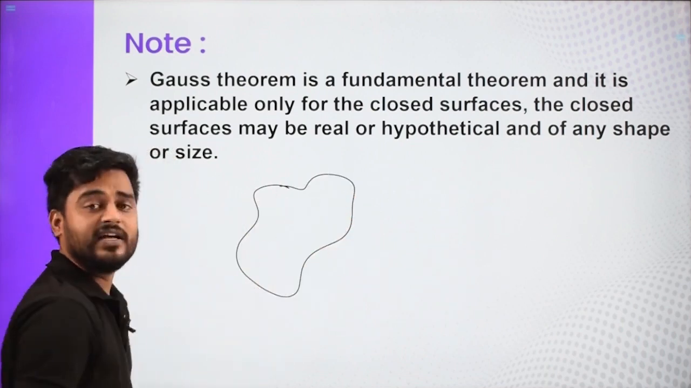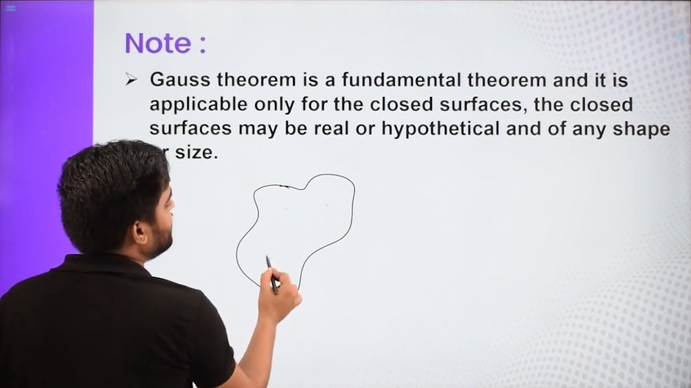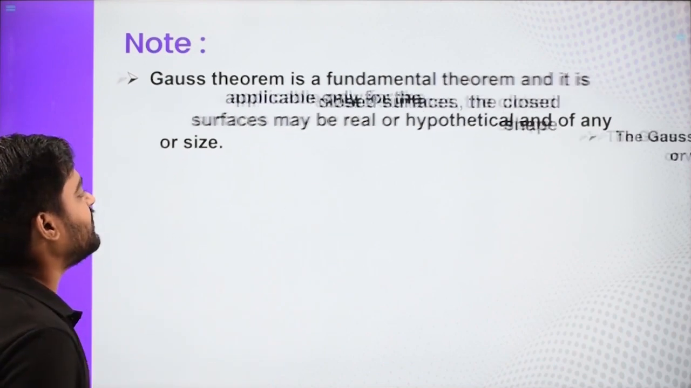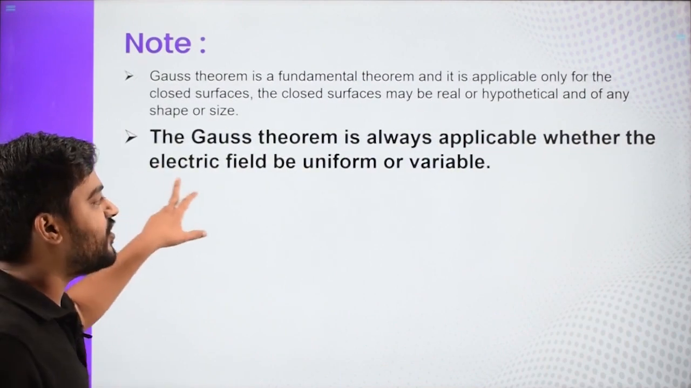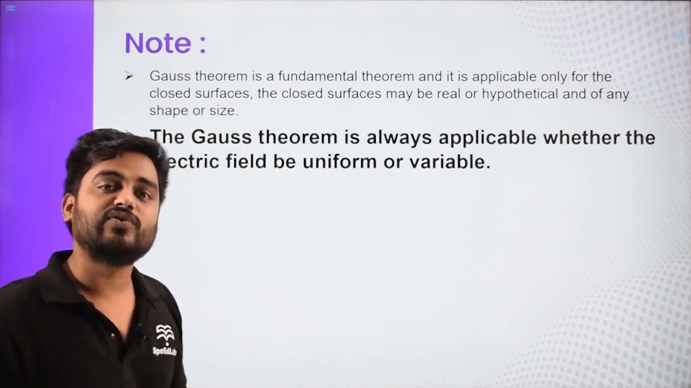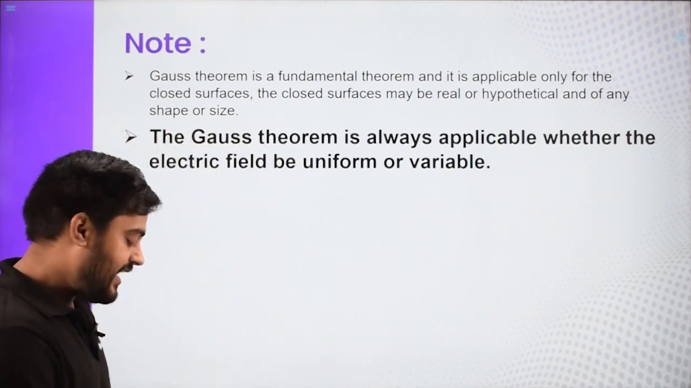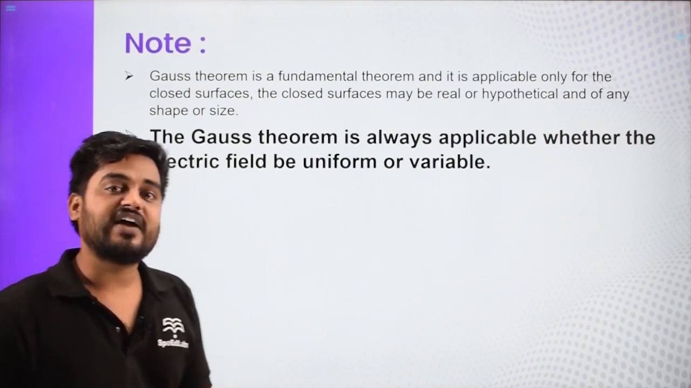This looks 2D, but in 3D you have to think of a closed surface, and Q in is nothing but the charge lying inside the closed surface. If we talk about that, Gauss's theorem is always applicable, whether the electric field is uniform or variable. It states nothing about the electric field. It just says how much charge is present inside our closed Gaussian surface.